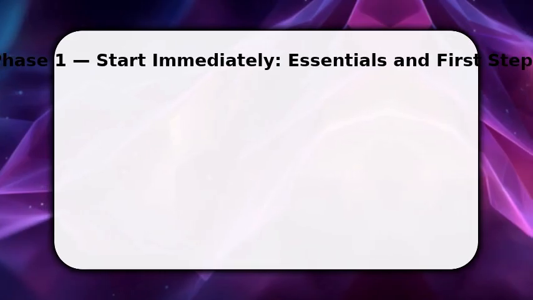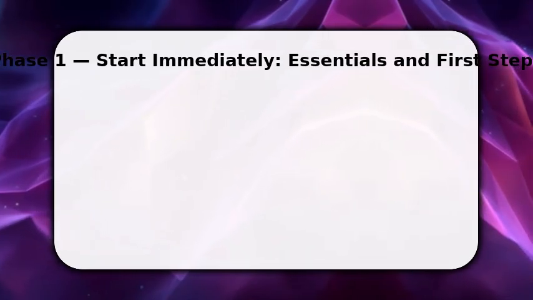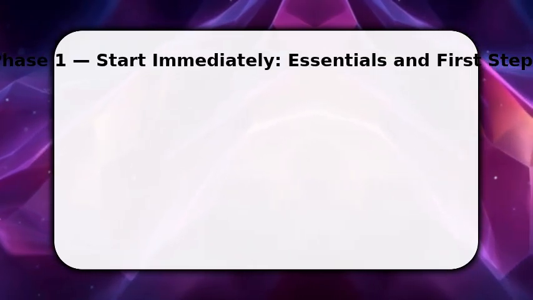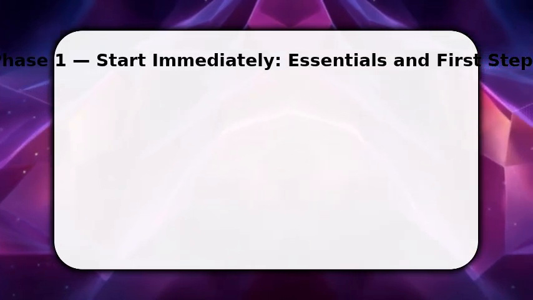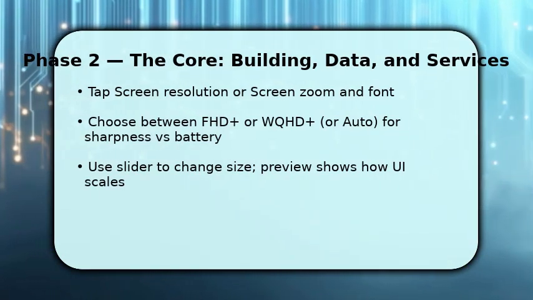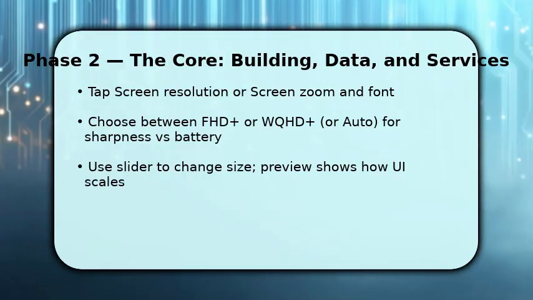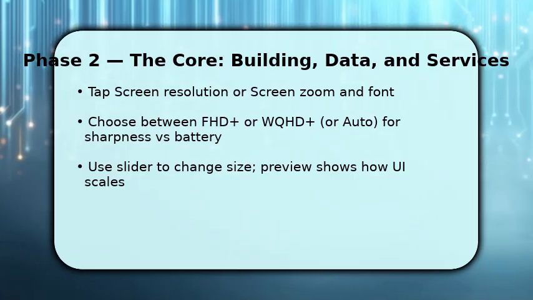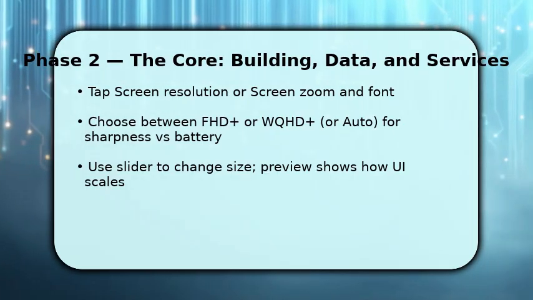This reduces interruptions. Now locate screen resolution or screen zoom and font. You'll use these controls next. I'm guiding you to the exact menu, so you don't waste time navigating around. You'll tap screen resolution and then choose between FHD Plus and WQHD Plus. FHD Plus saves battery while WQHD Plus increases sharpness, so pick based on what you value.